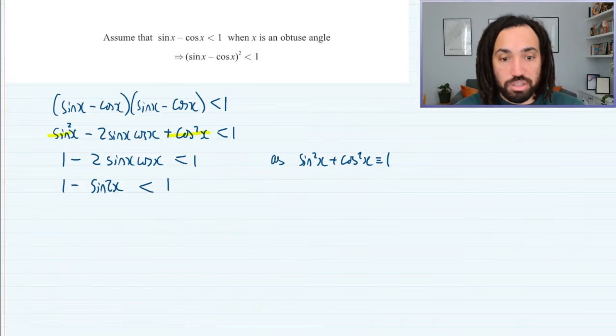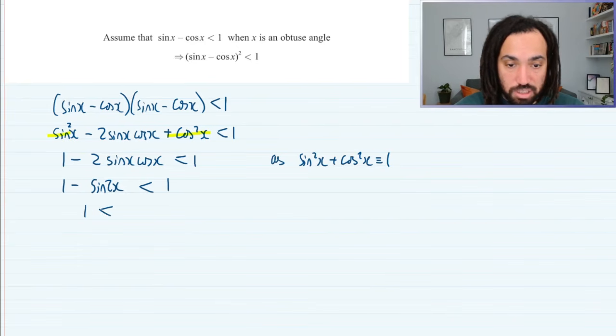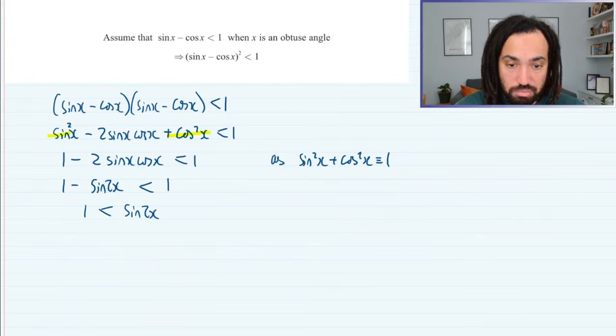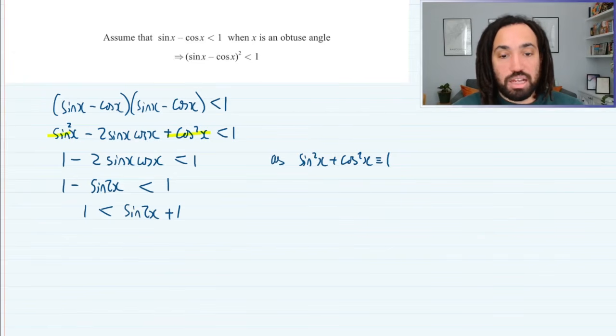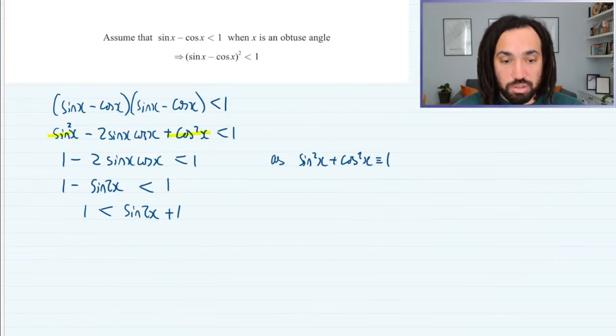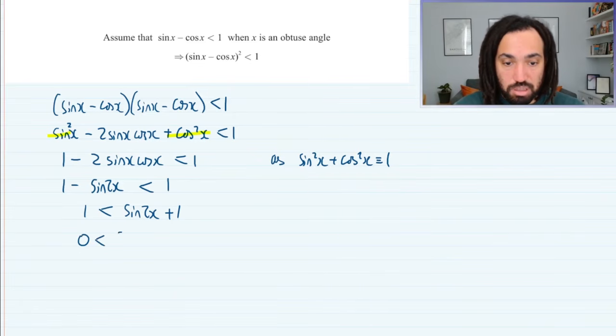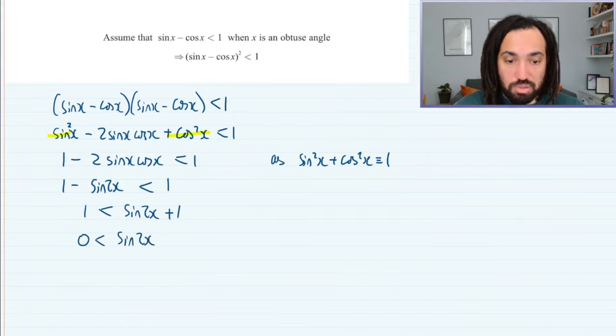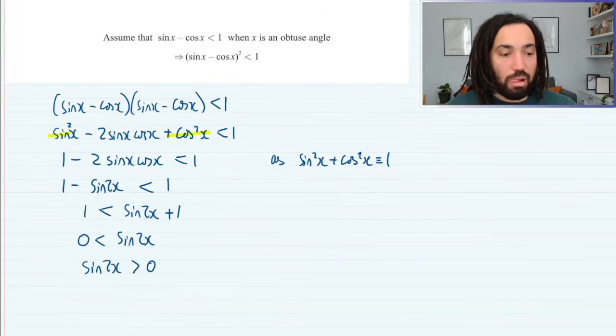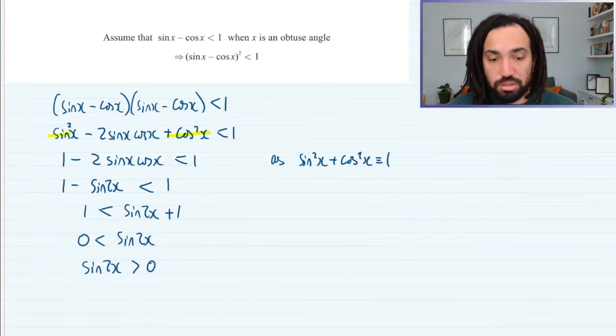I'm then going to move the sine 2x to the other side to make it positive. And I'm going to subtract 1 from both sides, like so. And I'm just going to write it the other way around, because I just prefer it written that way around. Okay, so now we're going to have to use the fact that x is an obtuse angle.